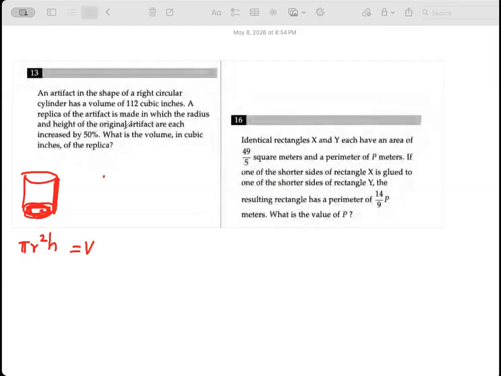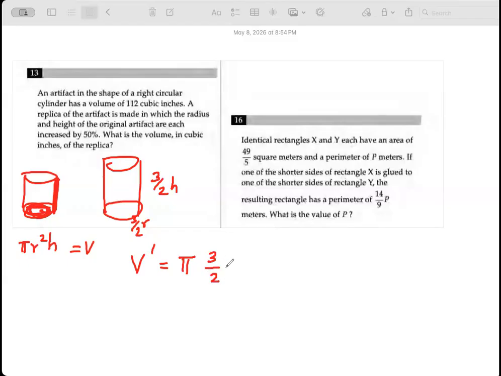A replica of the artifact is made in which the radius and height of the original artifact are increased by 150%, which means the new one becomes 150%. What is 150%? 150% is 3 by 2, right? So this is 3 by 2 h, 3 by 2 r. So there's a change now, right? So the new volume V dash can be computed by pi. Wherever you have h, it will be substituted by 3 by 2 h. Wherever you have r, you will end up with 3 by 2 r the whole square.